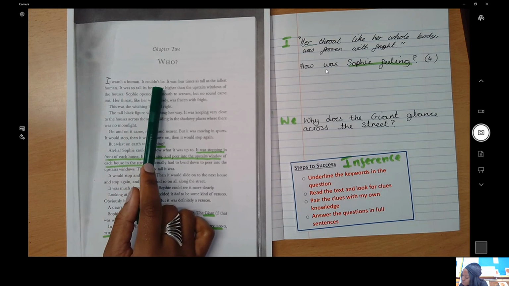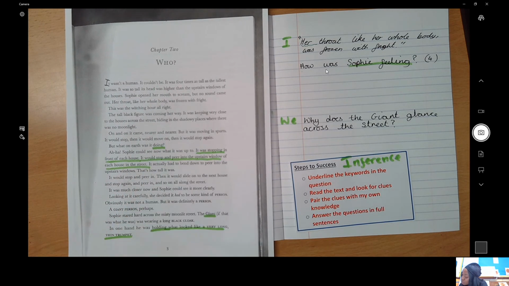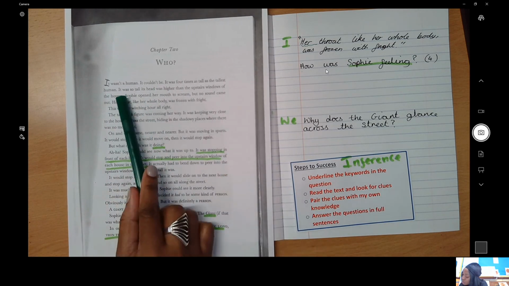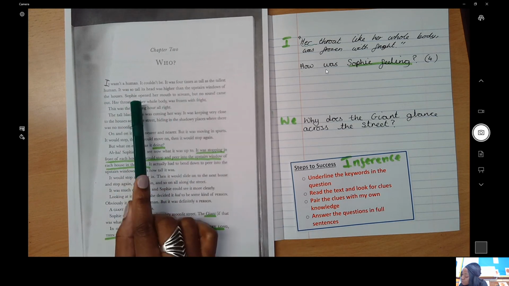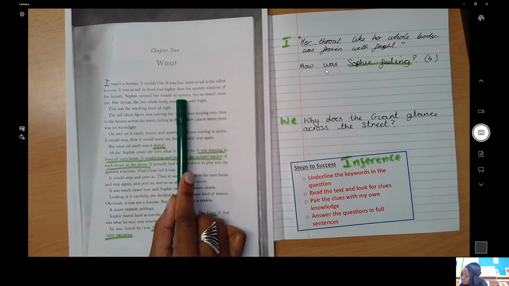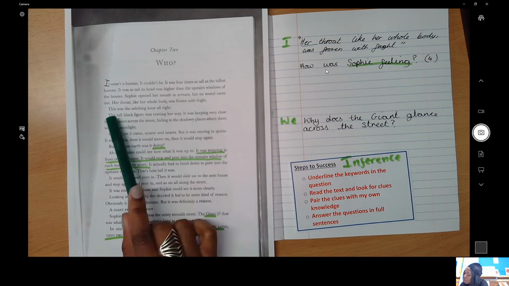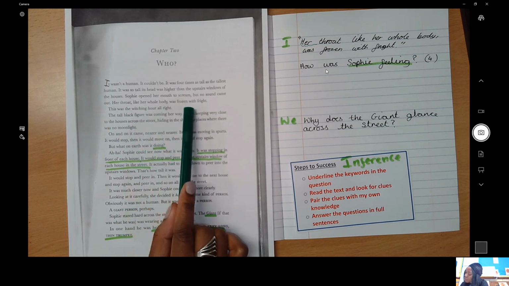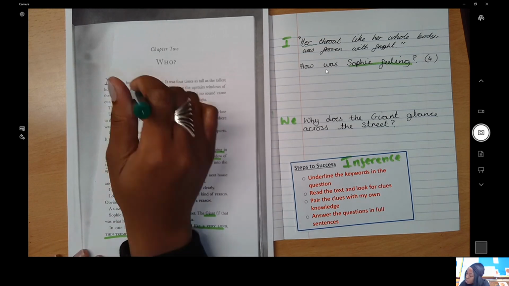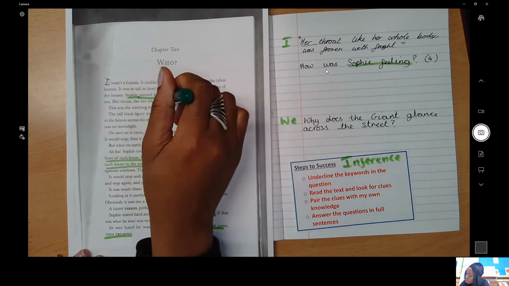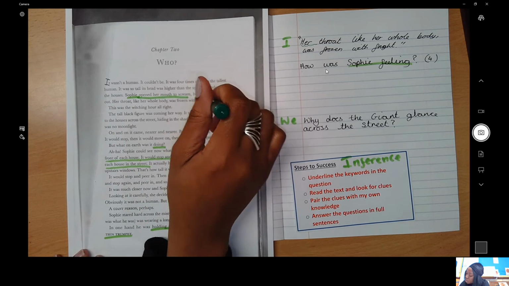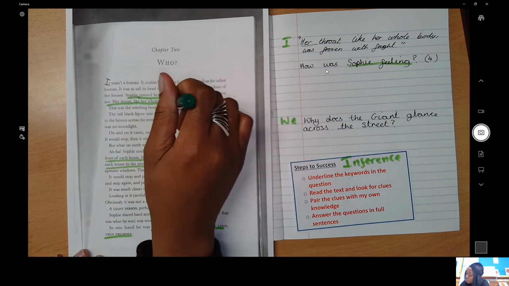So I'm reading. It was 4 times as tall as the tallest human. It was so tall, its head was higher than the upstairs window of the houses. Sophie opened her mouth to scream, but no sounds came out. Her throat, like her whole body, was frozen with fright. I'm going to underline this whole bit because Sophie, who is who I'm looking for, opened her mouth to scream, but no sounds came out.